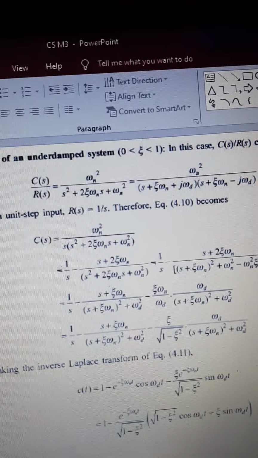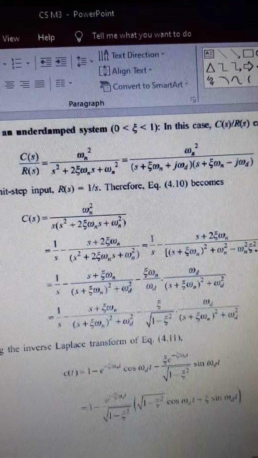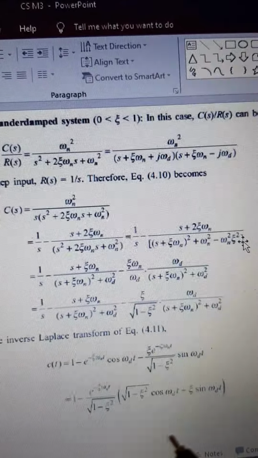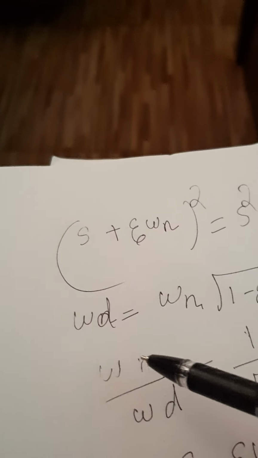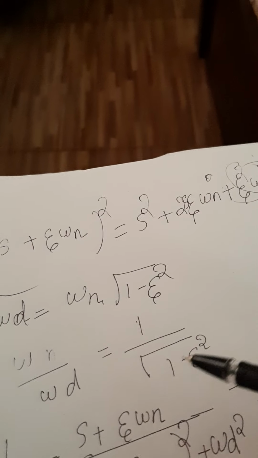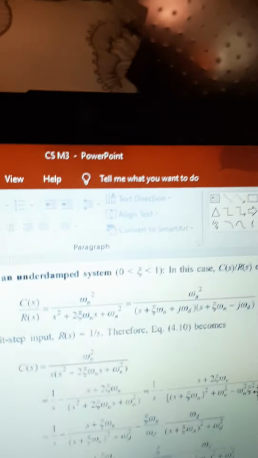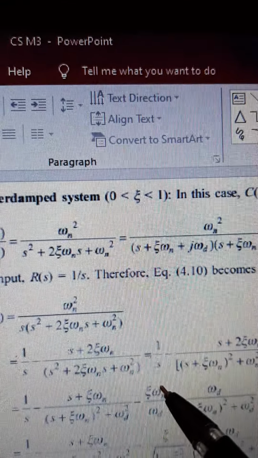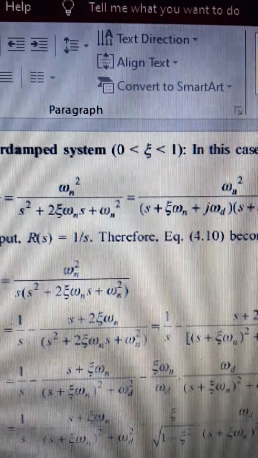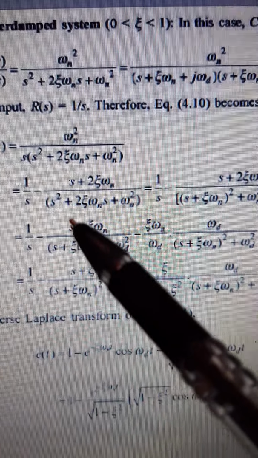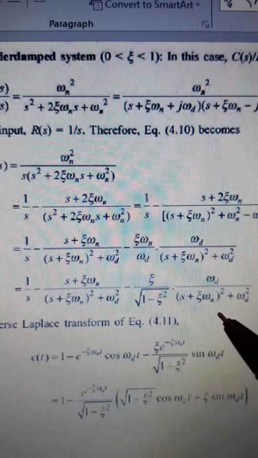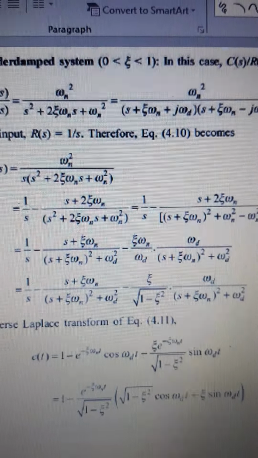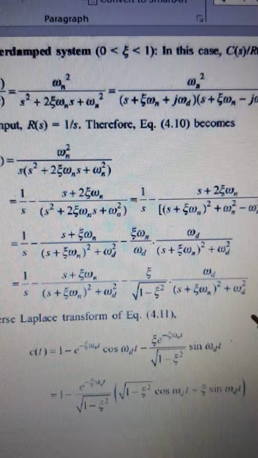Now after that, what they did is: omega n by omega d is 1 divided by square root of 1 minus eta square. Here omega n by omega d is there, that is psi divided by square root of 1 minus eta square. This as it is, here omega d divided by (s plus psi omega n) square plus omega d square. This is a standard form.